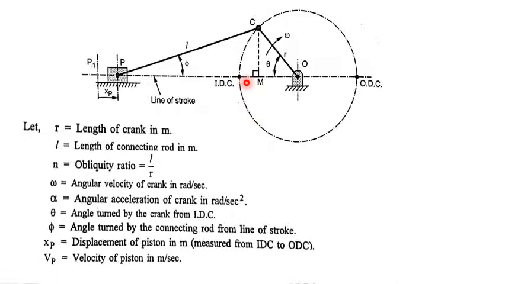Next one, Vp. Here Vp represents the linear velocity of the piston. Simply we call it the velocity of the piston. It is in meters per second. The last one is Ap. Ap represents the linear acceleration of the piston in meters per second square.